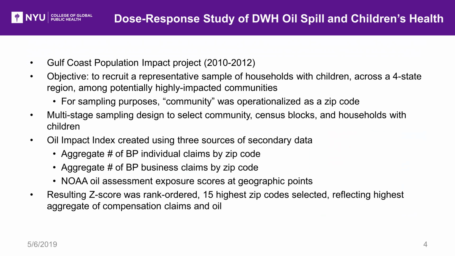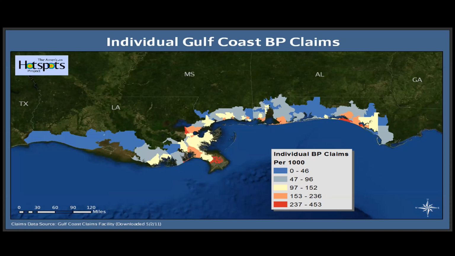One thing that we did in order to determine where the footprint of greatest impact was is we created a Z-score, a standardized score that was built on several publicly available data points on the aggregate number of BP claims by individuals, BP business claims, as well as some of the NOAA oil assessment exposure scores. And we used that to fundamentally create a map, a heat map. This is just showing the individual claims, one of the 3 data points, but we were creating a heat map to then guide our survey work.